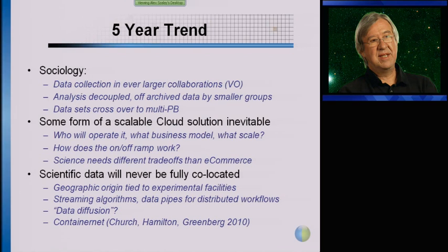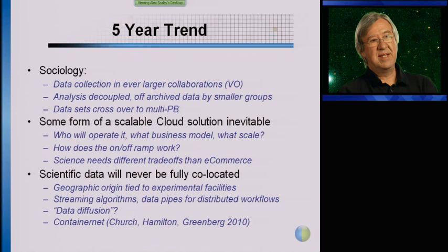So it is clear that in 5 years some form of scalable cloud solution for science will be available, but the business model is still not clear, or who will operate it, on what scale, and how the on and off ramp works. So how do we get the data in and out? And we also have to understand much better what the differences are between the science needs for a cloud computing solution and those of e-commerce.